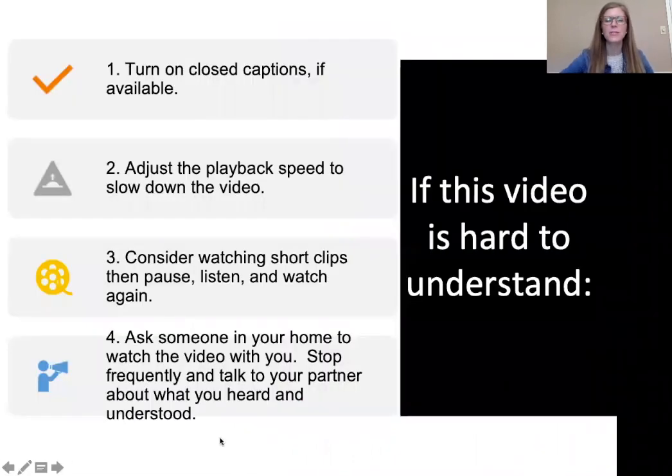If you are watching this video on a device and having a hard time understanding it, you can do one of the following. 1. Turn on closed captions if available. 2. Adjust the playback speed to slow down the video. 3. Consider watching short clips, then pause, listen, and watch again. 4. Ask someone in your home to watch the video with you. Stop the video and talk to someone near you about what you heard and understood.